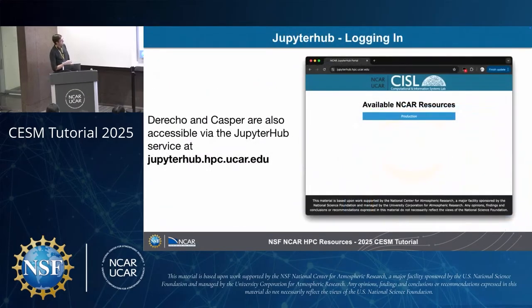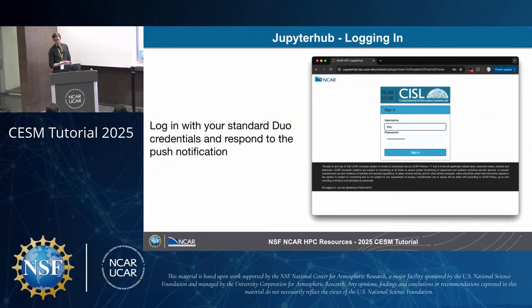And then also, Derecho and Casper are both accessible via our JupyterHub instance. And this is probably the way I would recommend. If you just need to look at a plot or an image quickly, JupyterHub is a pretty easy way to do that these days. And you're going to be using JupyterHub on Thursday, I believe, for a lab session anyway. So JupyterHub, you go to jupyterhub.hpc.ucar.edu, you log in. Again, it's standard Duo authentication, so your password and your Duo password, and it will send you a push.